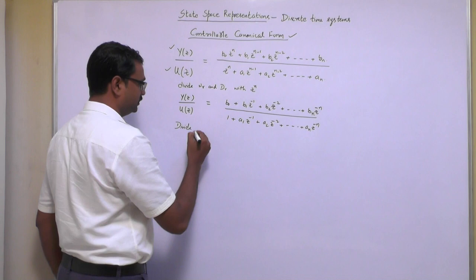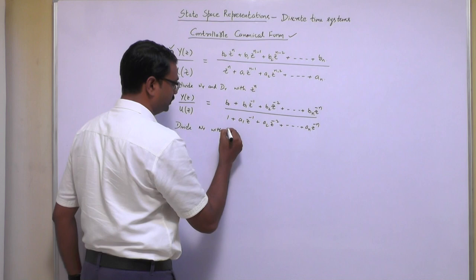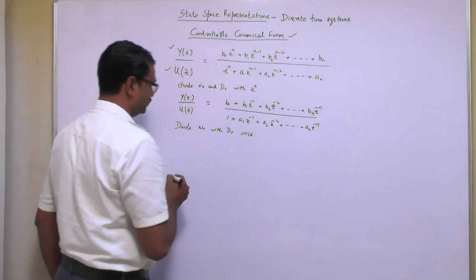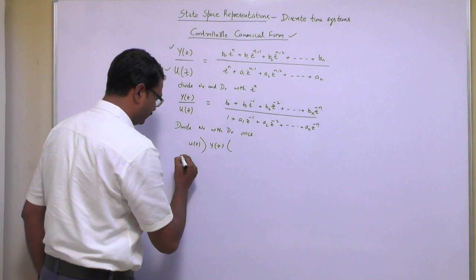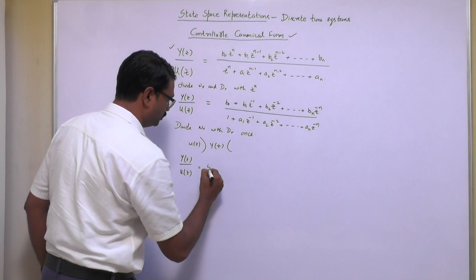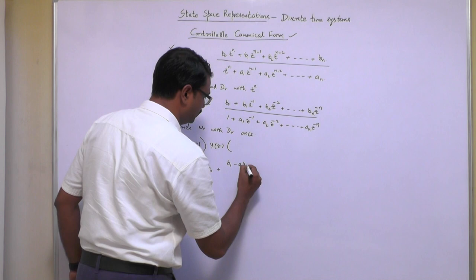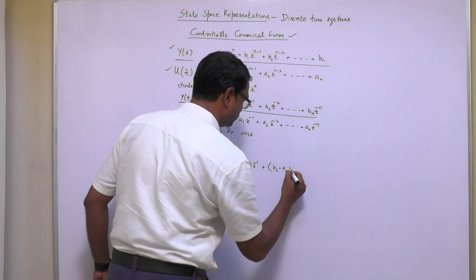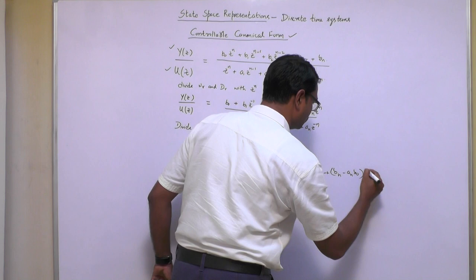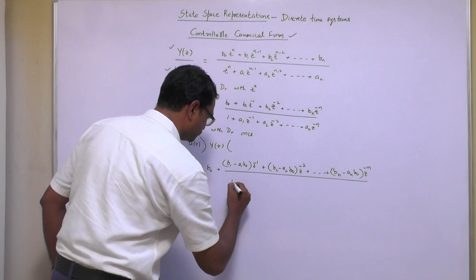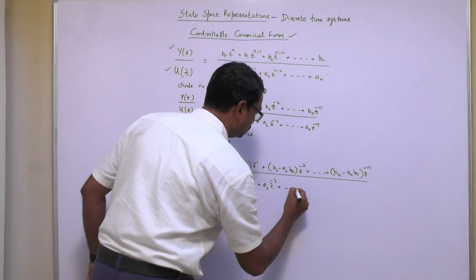If we divide the numerator with the denominator once, in the normal division process, we will be having Y(z)/U(z) as b0 plus ((b1 - a1 b0) z^-1 + (b2 - a2 b0) z^-2 + ... + (bn - an b0) z^-n) / (1 + a1 z^-1 + a2 z^-2 + ... + an z^-n).